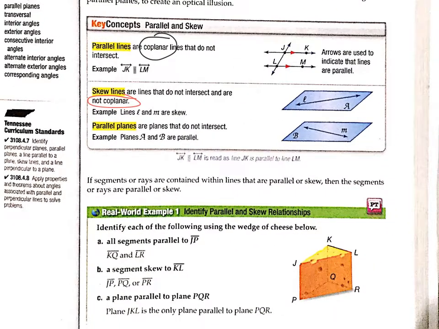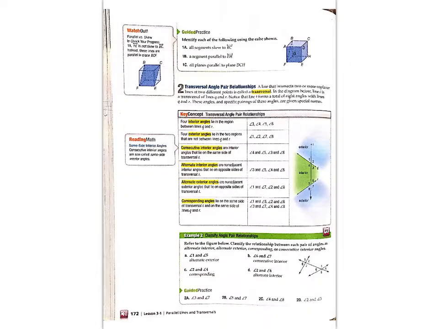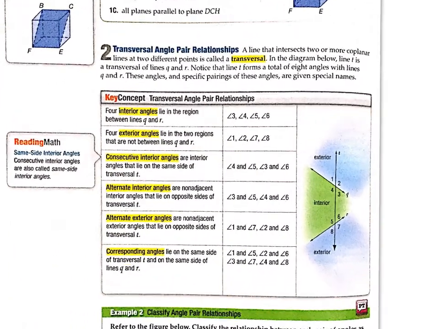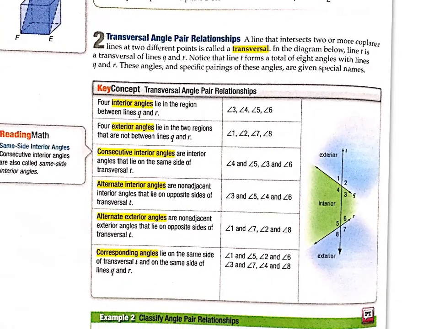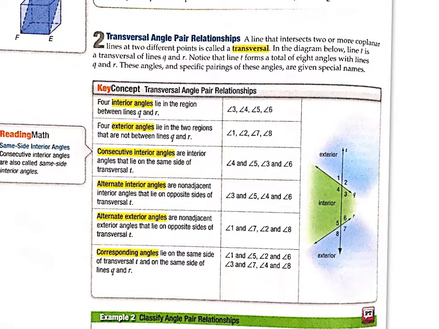So when we have parallel lines, we have some special angles. When parallel lines are cut, they're cut by a line called a transversal. And it doesn't necessarily have to be parallel, but we're going to look at relationships for parallel. Also, there are what are called consecutive interior. Those are ones that are on the same side on the inside.